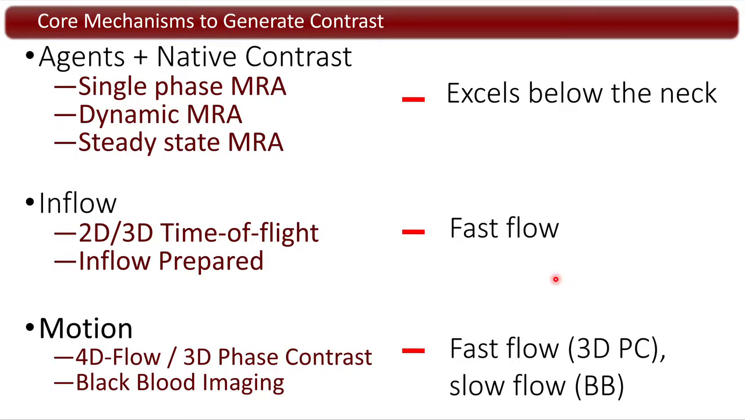All right, with that I'd just like to summarize that there are a lot of mechanisms which you can use to generate MRA contrast: contrast agents, which is something that excels below the neck; inflow, which provides fast flow imaging; and motion, which can sort of be tailored a bit depending on your application, with fast flow using 4D flow techniques and slow flow using black blood techniques.